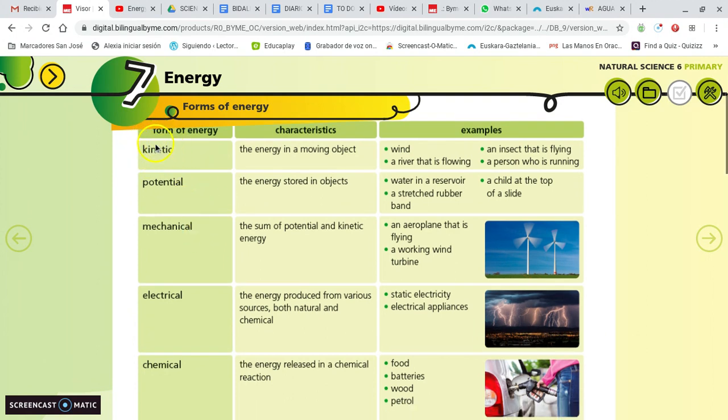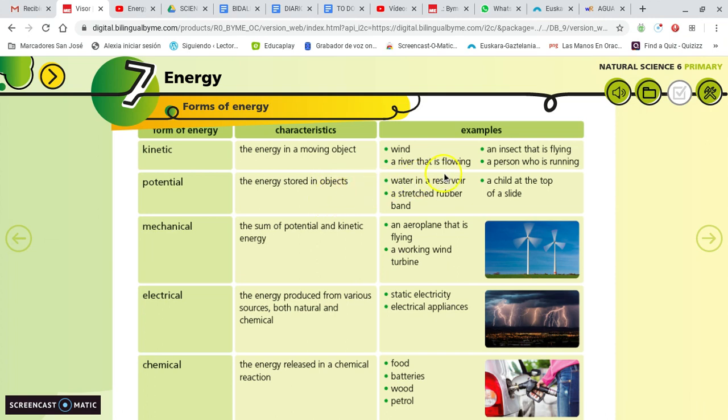Remember, kinetic energy is the energy in an object that is moving: wind, the water of a river that is flowing, an insect that is flying, a person who is running. Everything that is in movement has kinetic energy. Potential energy is the energy that is stored inside an object, yes? They are objects that are stopped, but they have energy inside.